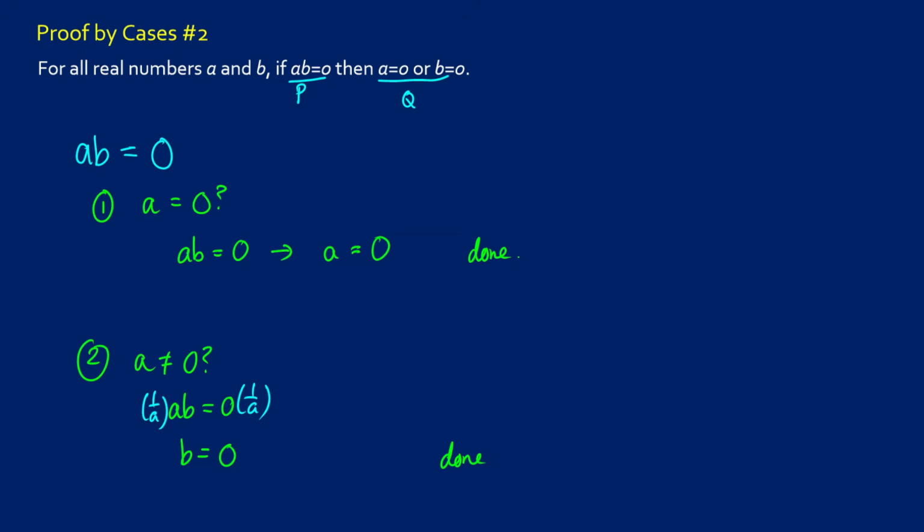Now, you might be asking, what about cases 3 and 4, where b is equal to 0 and b is not equal to 0? We do not have to do these because we have a symmetrical argument. If ab is equal to 0, then a is equal to 0, or b is equal to 0. If we were to change these around, say ba equals 0, then b equals 0, or a equals 0, we'd have literally the same argument. So whether we chose a or b, it doesn't really matter. But this is what we've shown. So that's the second proof by cases.